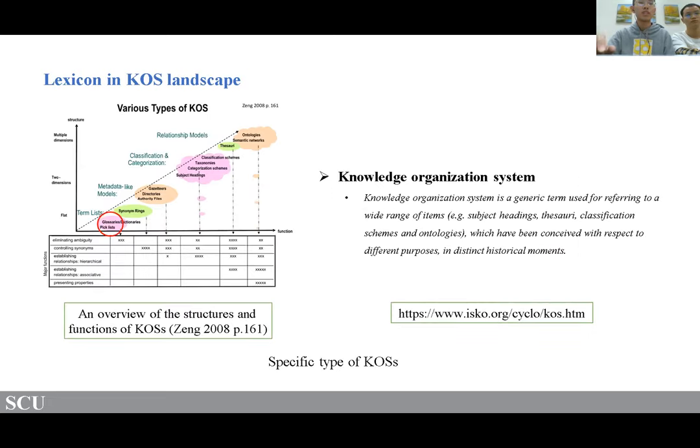Due to Zeng's classification of KOS, a glossary belongs to term lists, and in the KOS landscape, it is a specific type of knowledge organization system beyond traditional authority files. By increasing the dimensionality of the structure, we can represent more meanings and enrich semantic functions.